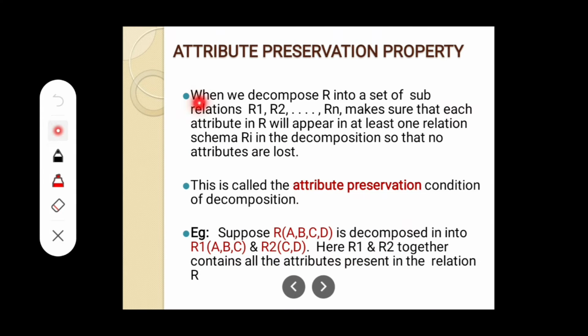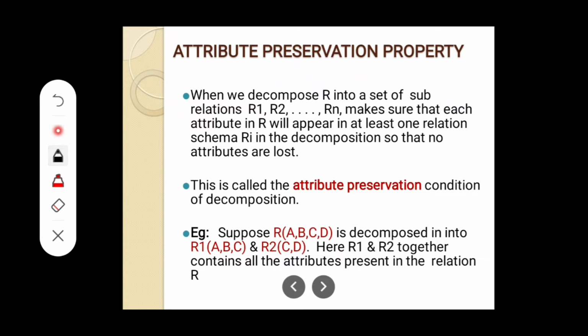Okay, that is called attribute preservation property, which means that when we decompose the main relation into sub-relations, the attributes must not be lost. So when we decompose R, the main relation, into R1, R2, R3, etc. up to Rn, we make sure that the attributes in R will appear in at least one relation schema Ri in the decomposition, so that no attribute is lost.